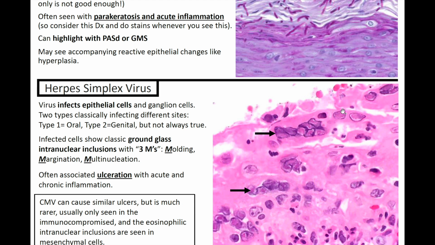And this is the classic image that you could see for a herpes simplex virus infection with those 3 M's. You see the molding, the multinucleation, and the margination of chromatin. Herpes is often associated with ulceration with acute and chronic inflammation. And CMV can cause similar ulcers, but is much rarer and is usually only seen in the immunocompromised, and the eosinophilic intranuclear inclusions are seen in mesenchymal cells in CMV, where we already discussed in herpes that it's an infection of the epithelial cells.